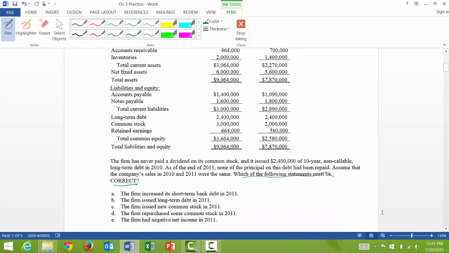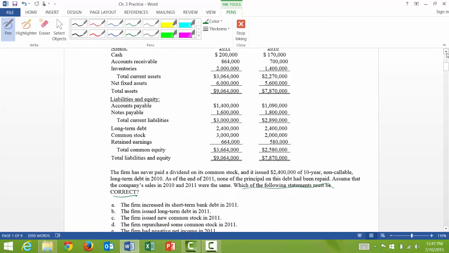So the firm increased its short-term bank debt in 2011. So short-term notes payable, that would be that. So if I look from here to here, it went from 1800 or 1.8 million to 1.6 million. So it did not increase, it decreased. So that's not correct. The firm issued long-term debt in 2011 for B. So long-term debt, 2.4 million equals 2.4 million. So it didn't issue, it stayed the same.